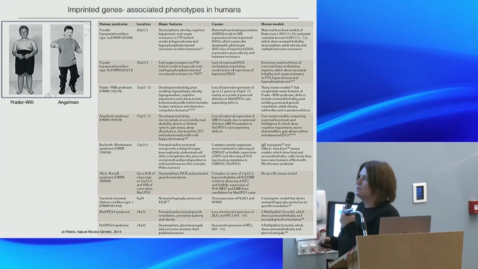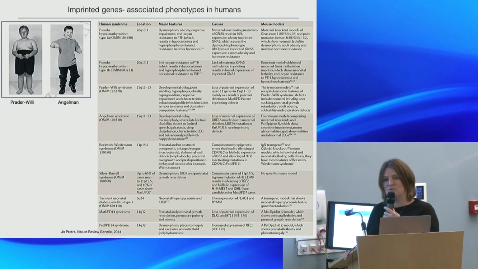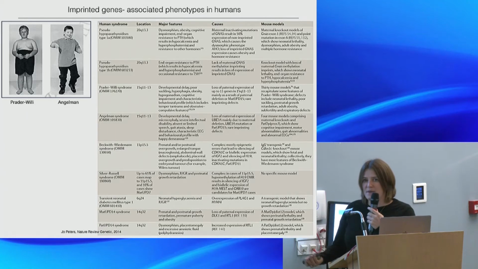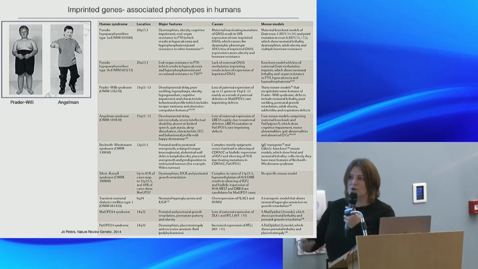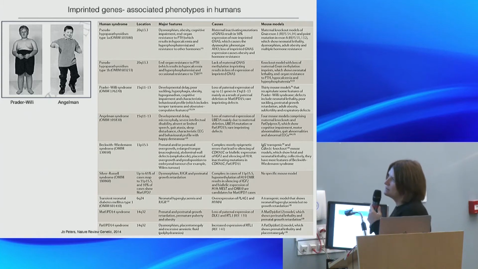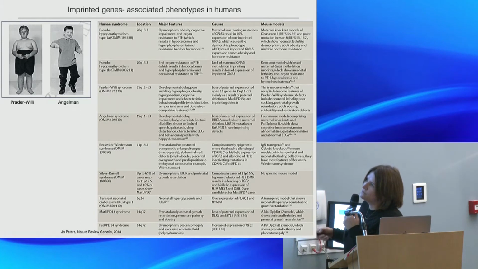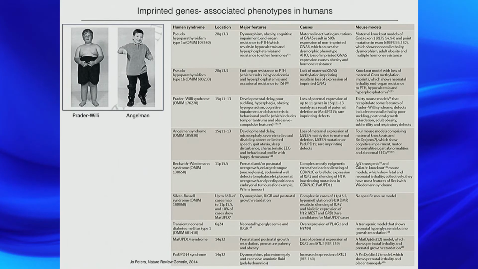So either you can have mutations, genetic mutations in these genes that will impair the expression of these genes, or you can also have epimutations that will also impact on the dose of these genes. So either they will become biallelic or completely lose their expression. So these are different syndromes that are associated with mutations or epimutations in imprinted genes.